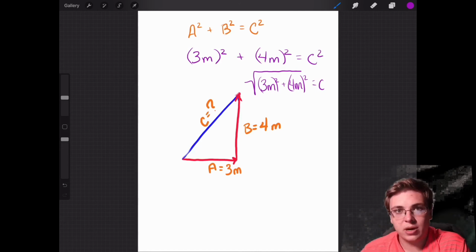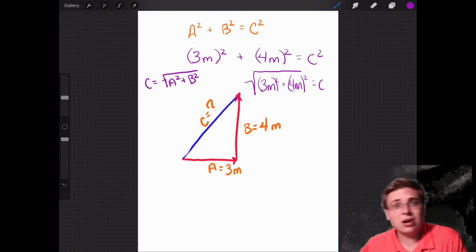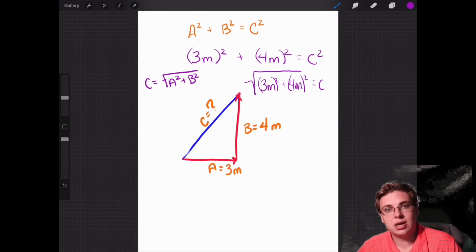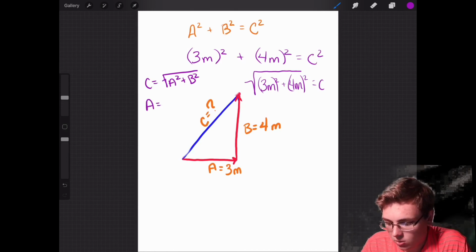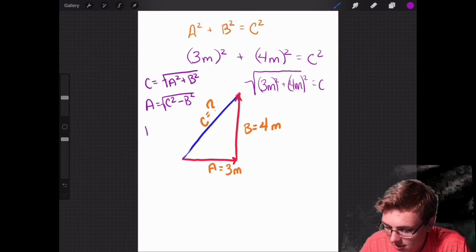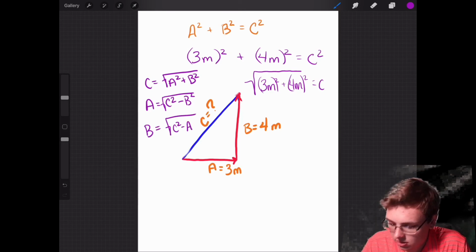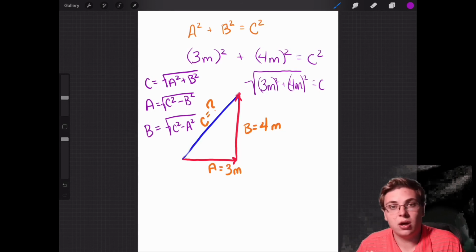I could even write my equation up at the top as c equals the square root of a squared plus b squared. You can actually write that down on your paper. It might help you for this exercise. I'm actually going to solve it for a as well. a would equal c squared minus b squared, all square rooted. And b equals c squared minus a squared, square rooted. So you can write all those down. You can have them on your paper ready to go.